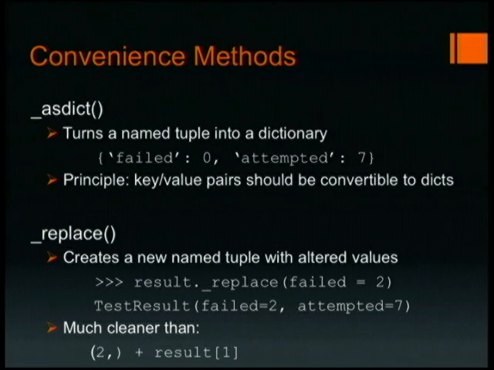Okay, asdict takes that test result and turns it into a dictionary with the key failed is 0, attempted is 7. Why do we need this? What was the use case for it? Usually I demand a lot of use cases before I put a method in on a class. But in this case, we had a design principle pushing us there instead. And I think it's a design principle that you can apply widely.